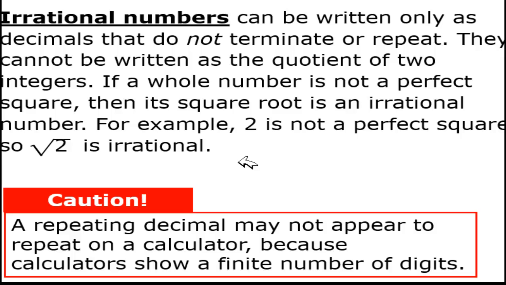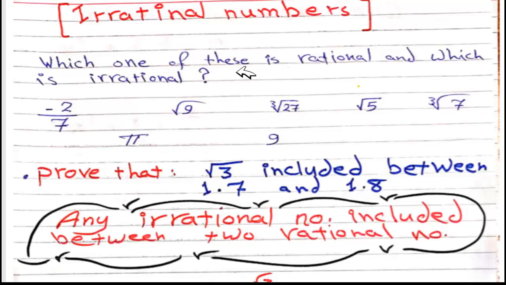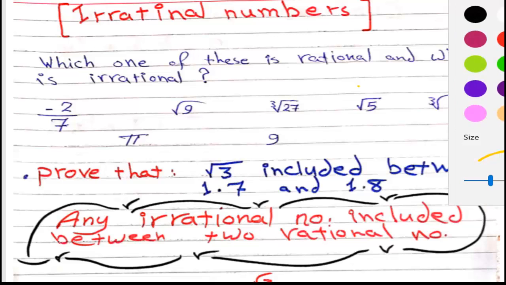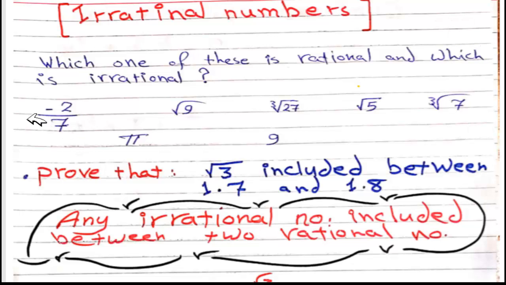And let's take some examples about this. Which one of these is rational and which one is irrational? You have here negative 2 over 7. Any number you can write as a fraction is a rational number, so the first one is rational. Here root 9. Can you find its value? Do you know what number multiplied by itself gives you 9? Yes, it is 3. So it is a rational number.